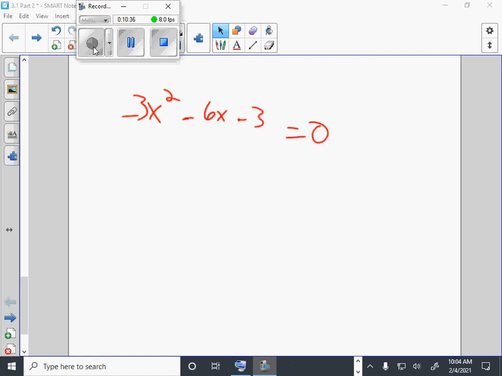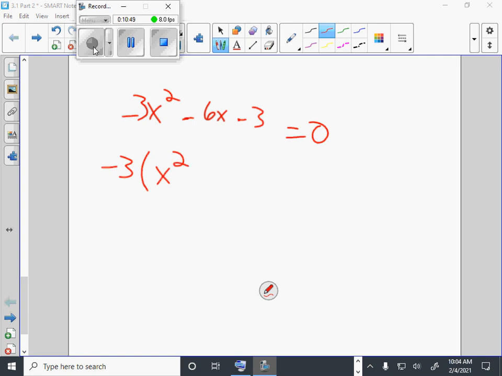Negative 3x squared minus 6x minus 3. I can take a number out of here. I can actually take a negative 3 on this left side. So I'll have negative 3 times x squared plus 2x plus 1. That's going to be equal to 0. Okay, I'm going to factor out this inside the parentheses. Well, this one's actually not too bad.